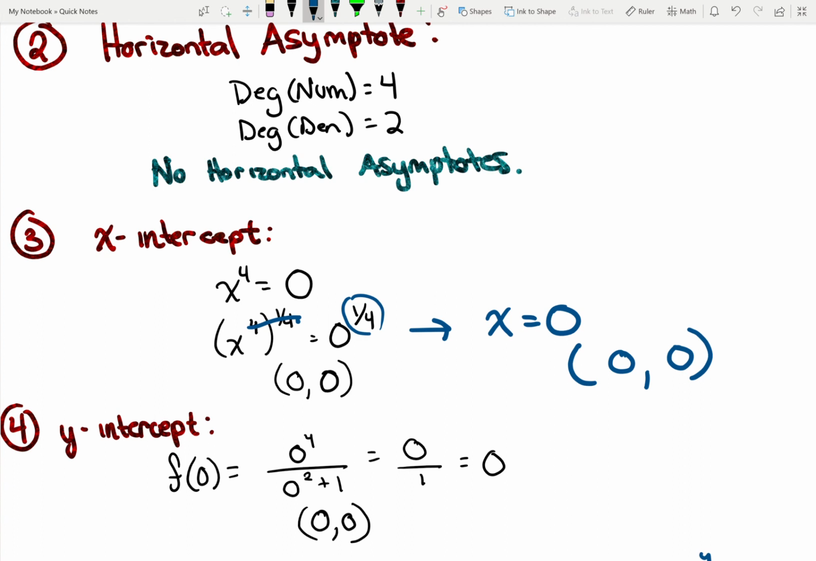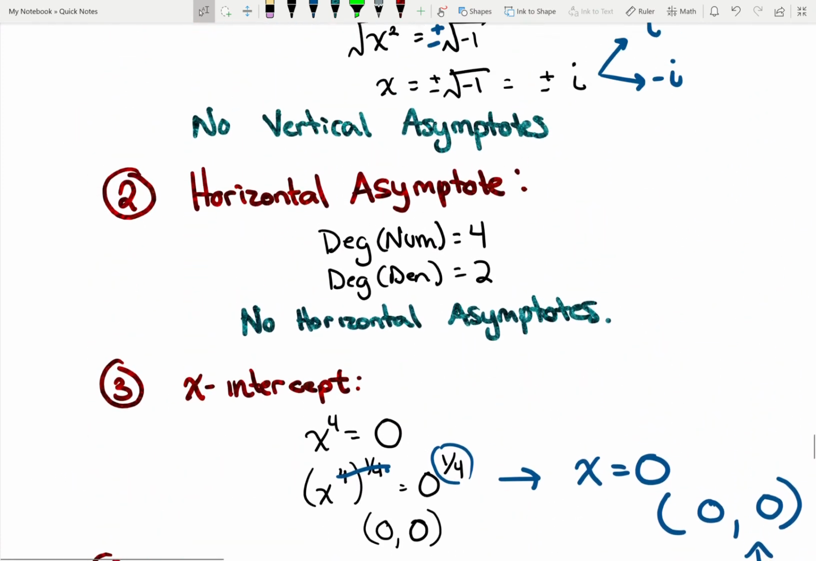And the same thing goes for my y-intercept. To find the y-intercept, you will let x equal 0, and you figure out what y is. Well, when I let x equal 0, I get 0 in the numerator divided by 0 squared plus 1, which is just 1. So I have 0 divided by 1, which is just 0. So when I let x equal 0, y also equals 0. And the same thing happened, where we know that the origin is going to be a point on our graph.